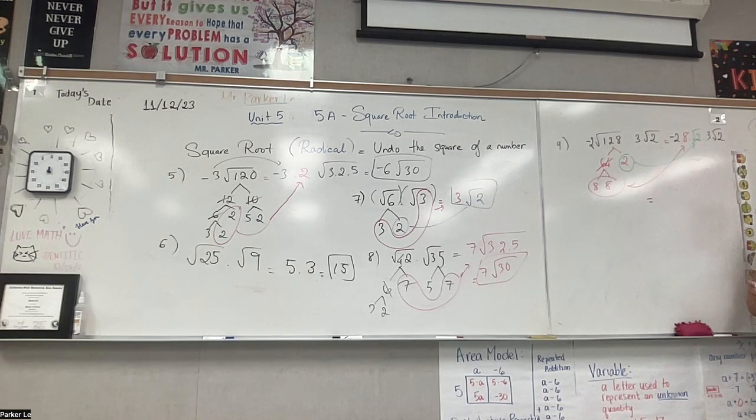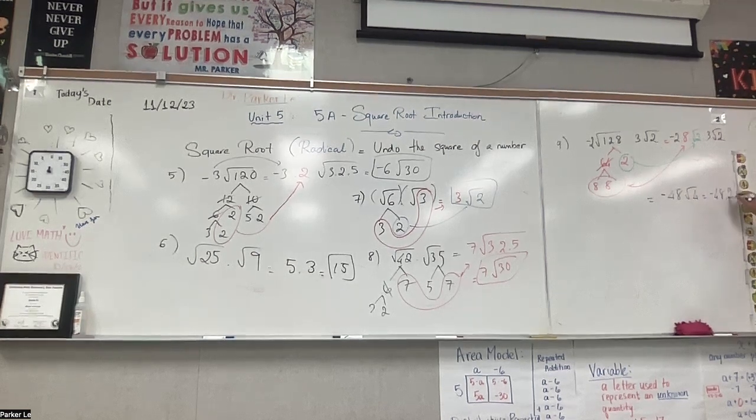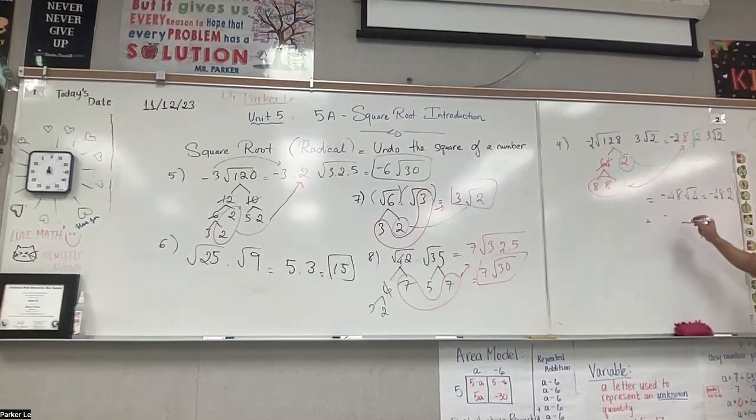Now remember, outside multiply together, inside multiply together. What do I have outside? -2 times 8 times 3, right? All the outside numbers, -2, 8, and 3, they're going to come together. Okay, what is that? -48. Okay, square root of 2 times square root of 2, square root of 4. What is square root of 4? 2. So that's 48 and 2 is negative 96.